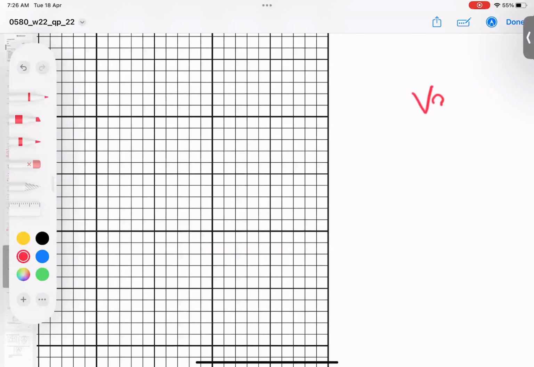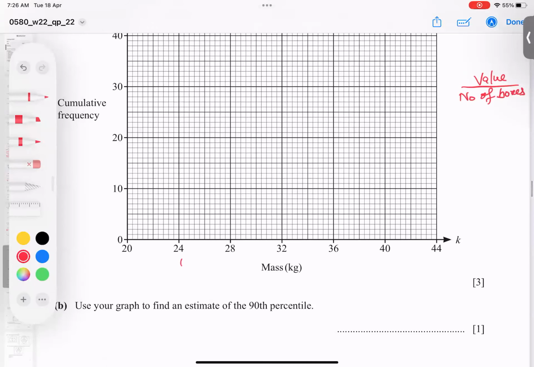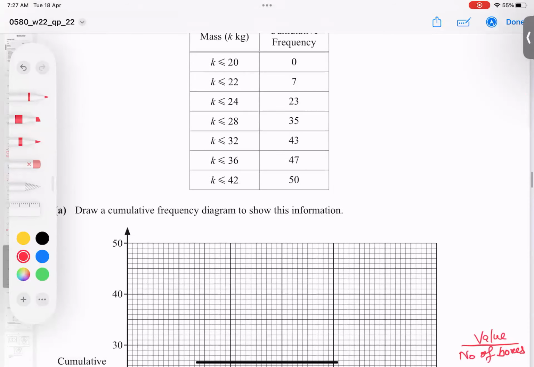The formula is value divided by number of boxes. It's a very important formula to apply here. What is the value? 24 minus 20 is 4. So 4 divided by what? 10. I got this 10 from 10 boxes. So I got one small box is 0.4. And I hope you understood. Okay, 1.1 box is, let me check.